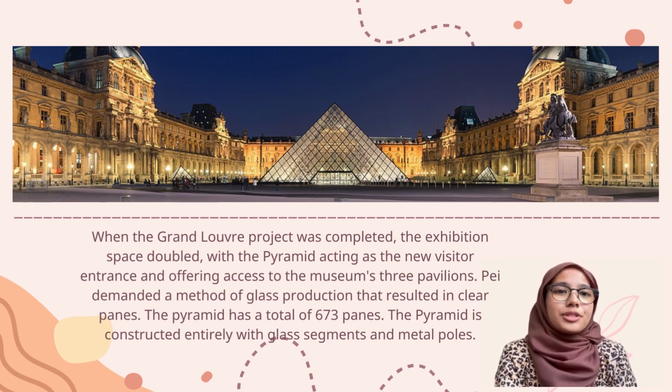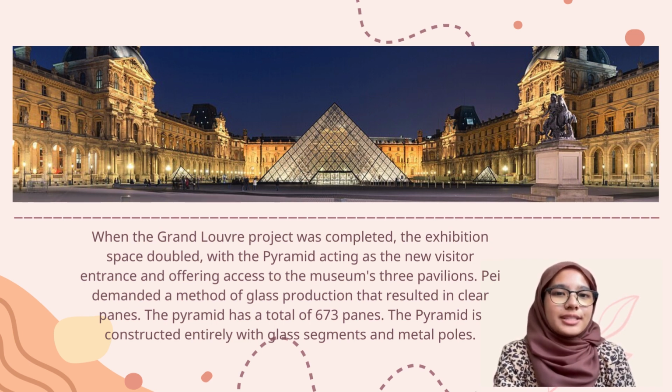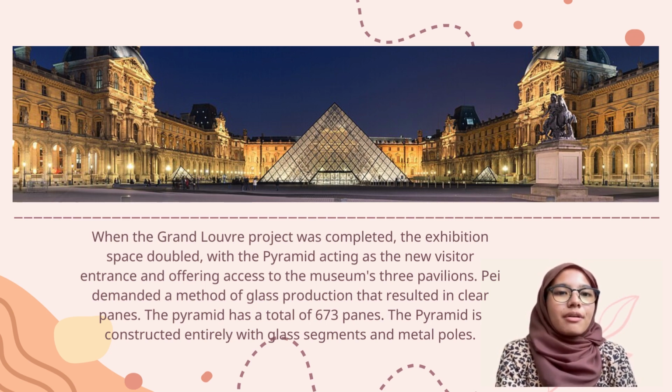When the Grand Louvre project was completed, the exhibition space doubled, with the pyramid acting as the new visitor entrance and offering access to the museum's three pavilions. To minimize the impact of the structure, Pei demanded a method of glass production that resulted in clear panes. The pyramid has a total of 673 panes, as confirmed by the Louvre themselves. The pyramid is constructed entirely with glass segments and metal tubes.